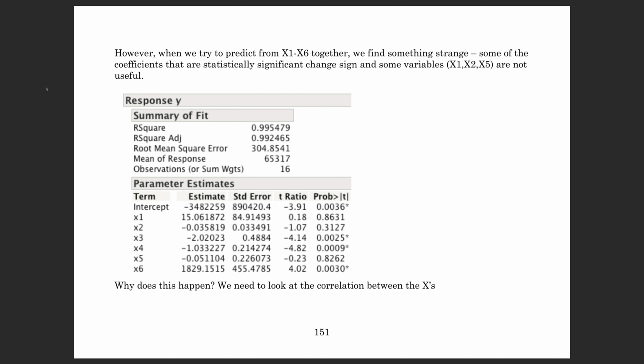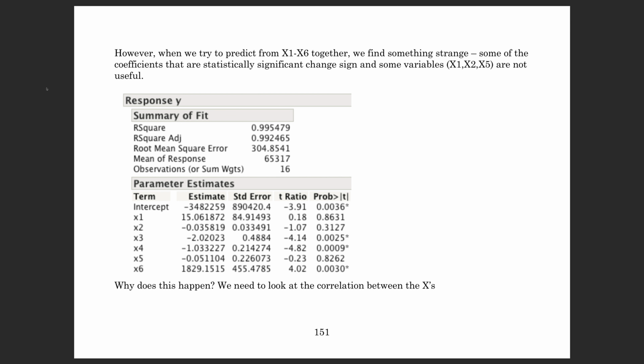So let's have a look at the t-statistic. It says x1 not significant at all. What? x1 looked really good, right? x2 not significant at all. x3, which wasn't very useful, is now strongly significant, 0.25%. x4, which looked to be the least useful, is now the most useful, with a significance level of 0.09%.